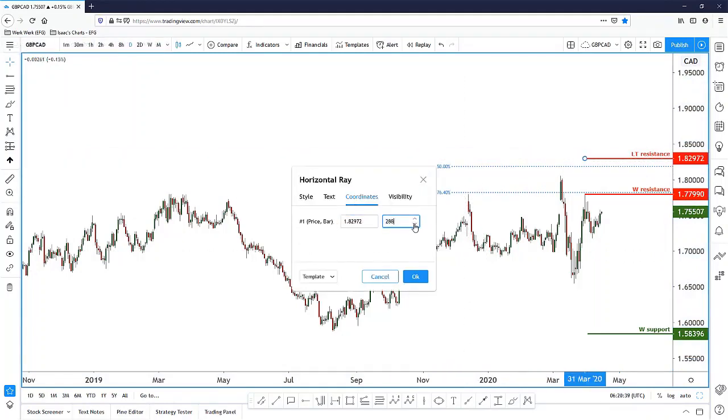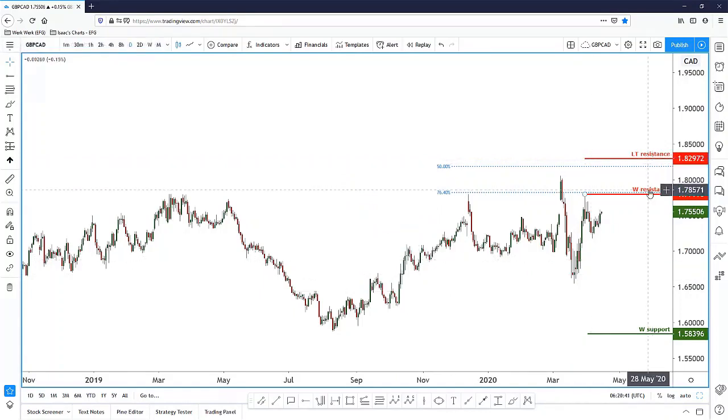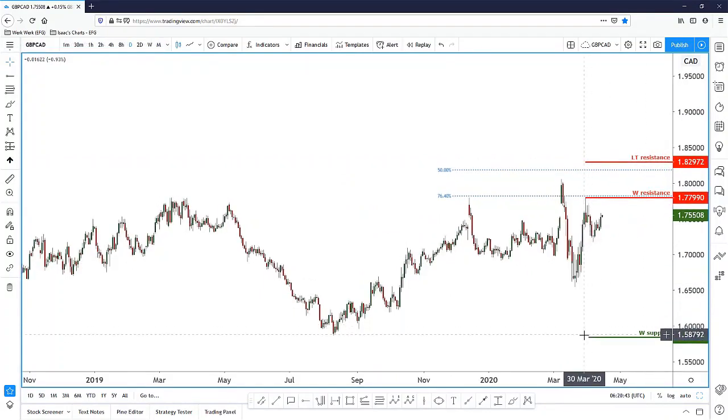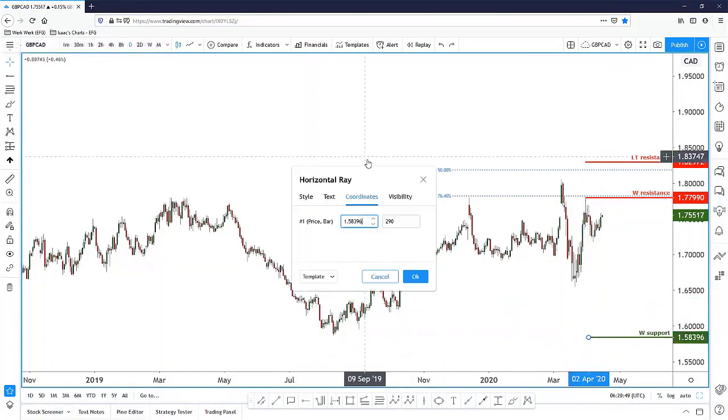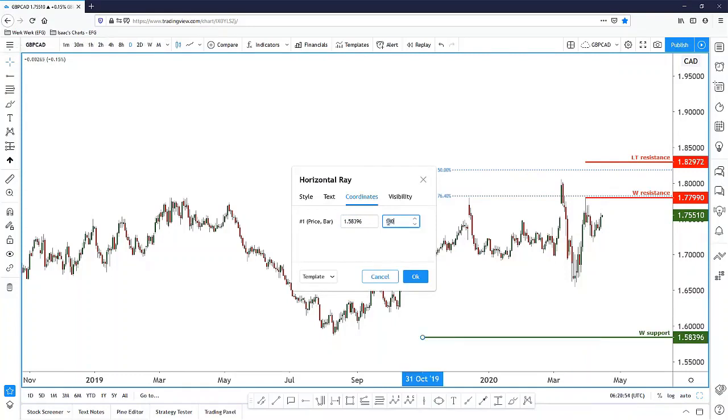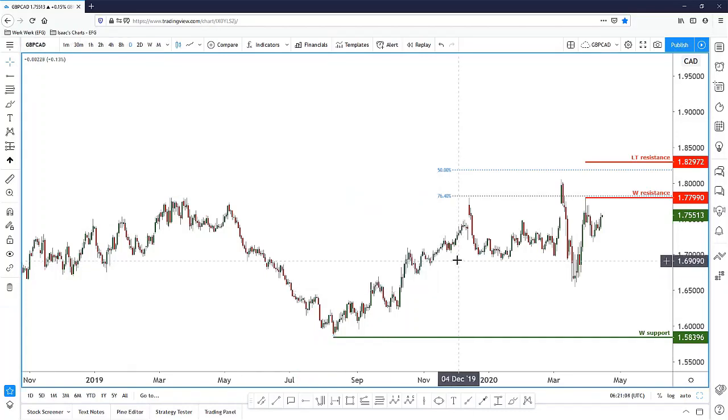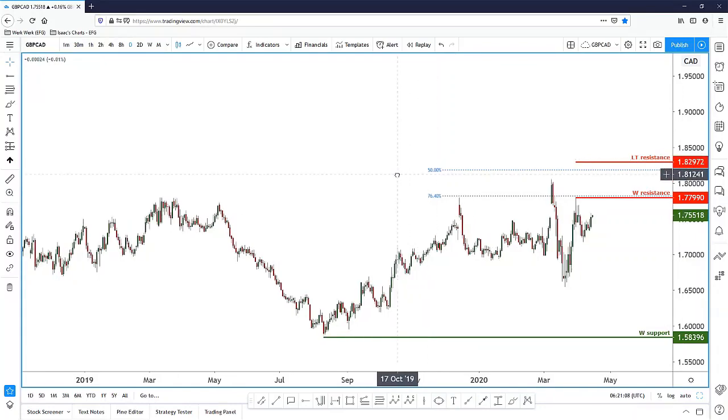Okay, so now that we have our long-term resistance, our weekly resistance, weekly support, which is close to this graphical swing low here. On the daily, what we want to do is find the daily resistance and the daily support.